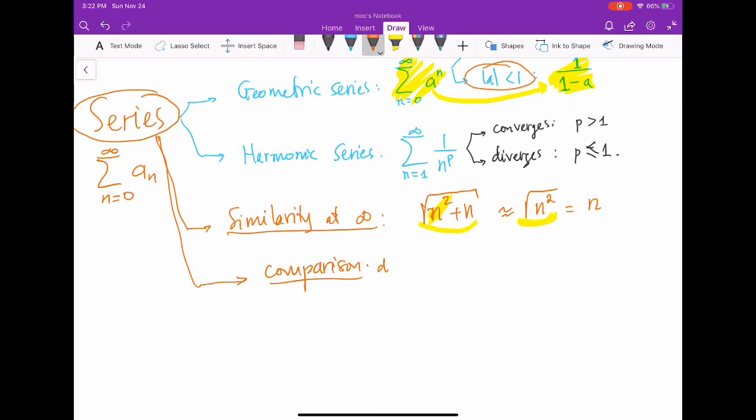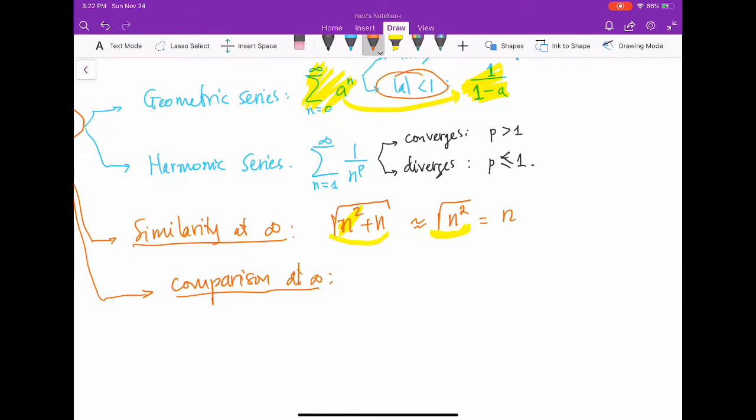Again, comparison at infinity, right? Let's say at infinity, we compare 4 functions. The first one is ln of n. You can apply any power m in here, right? We say that this function is very small if you compare with any polynomial n to the k, where k is greater than 0, okay?